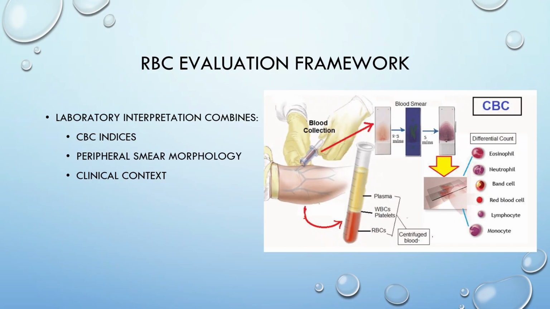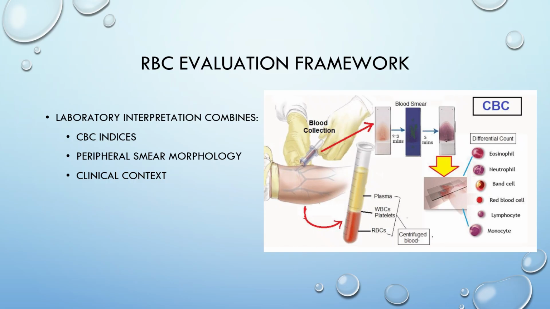At this point, we've looked at a lot of individual features of red blood cells: the size, color, shape, inclusions. But in real laboratory practice, we never interpret these features in isolation. Instead, we use what we call an RBC evaluation framework. This framework reminds us that laboratory interpretation is really a combination of three key components.